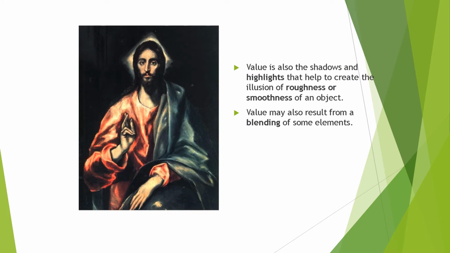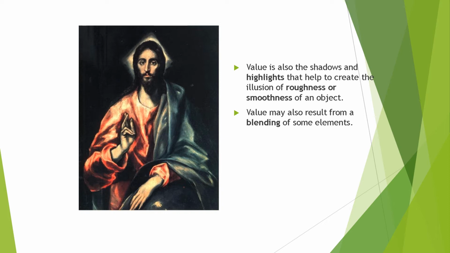So another example of value is this painting. Obviously, it is the Christ by El Greco. Value is also the shadows and highlights that help to create the illusion of roughness or smoothness. I also said this earlier. If you look at the blanket or cloth on the left side of Christ, resting on his left shoulder, we immediately see the smoothness or silkiness of that cloth. What makes that possible, of course, is the value itself.